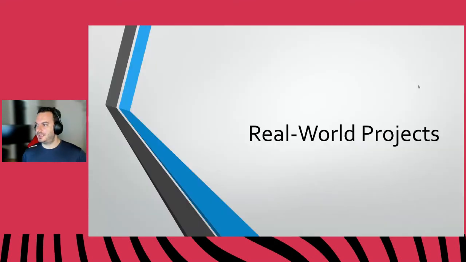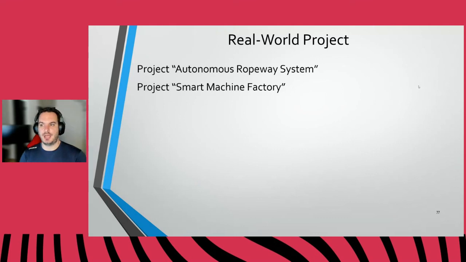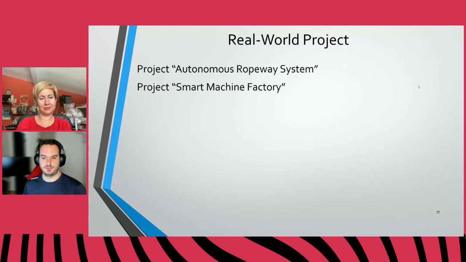And we are about to run out of time. So I just quickly want to tell you about two projects I was working on that used Azure Arc and hybrid cloud infrastructure. The first one is called Autonomous Roadway System. There I was involved in a proof of concept. And the second project I'm working on right now is for a smart machine factory.